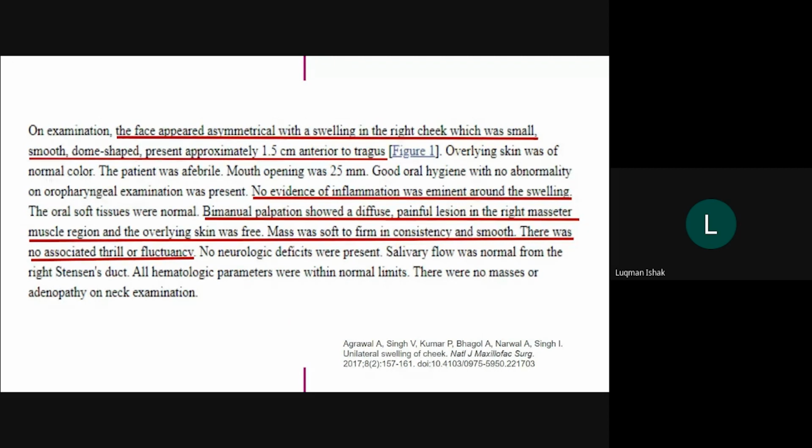On examination, the face appeared asymmetrical, with a swelling in the right cheek, which was small, smooth, dome-shaped, present approximately 1.5 cm anterior to the tragus. There was no evidence of inflammation around the swelling. Bimanual palpation showed a diffuse, painful lesion in the right muscle region, and the overlying skin was free. The mass was soft to firm in consistency and smooth. There was no associated chill or purulence.